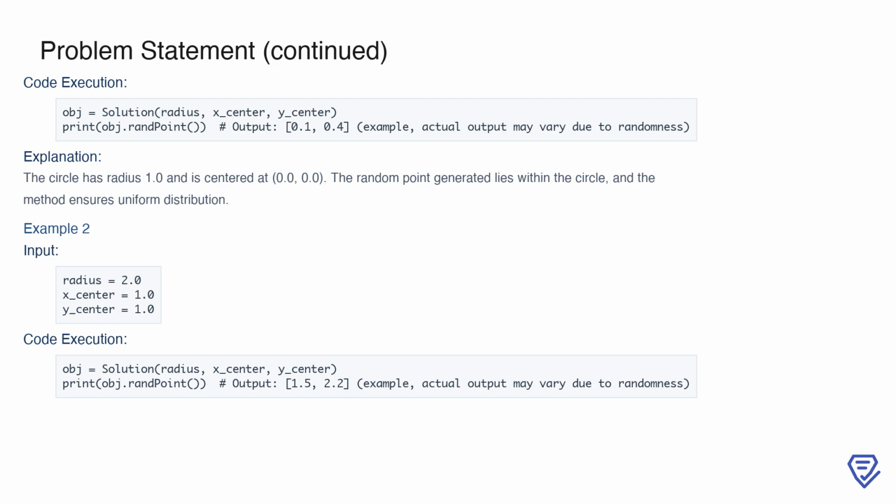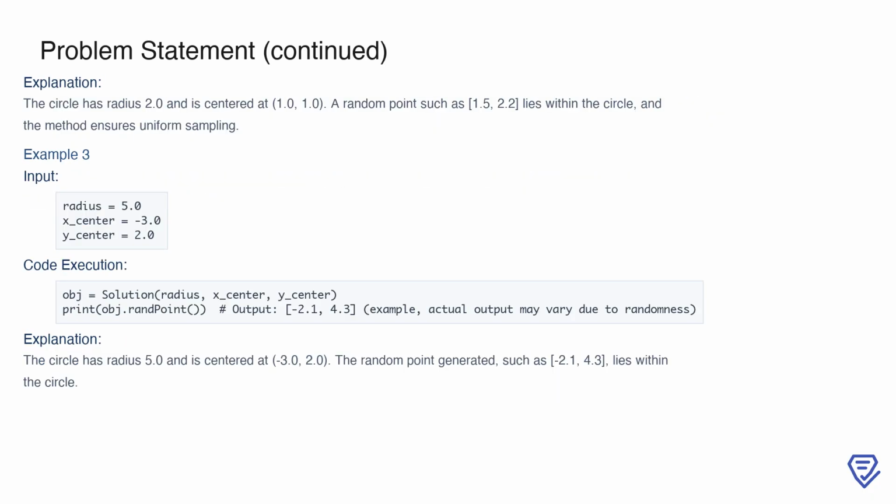For the randPoint method, there's no input required. The output is a list containing two floating point numbers, x, y, which represent a random point inside the circle. The point must satisfy the circle's equation, and every call to randPoint should generate a new random point that adheres to these conditions. To better understand how this works, let's go through some examples.